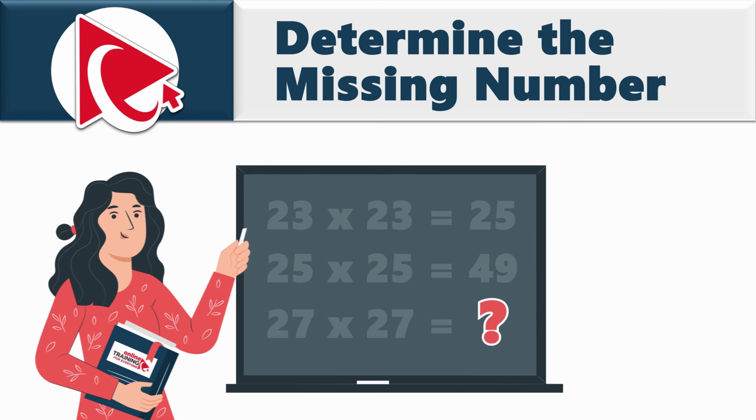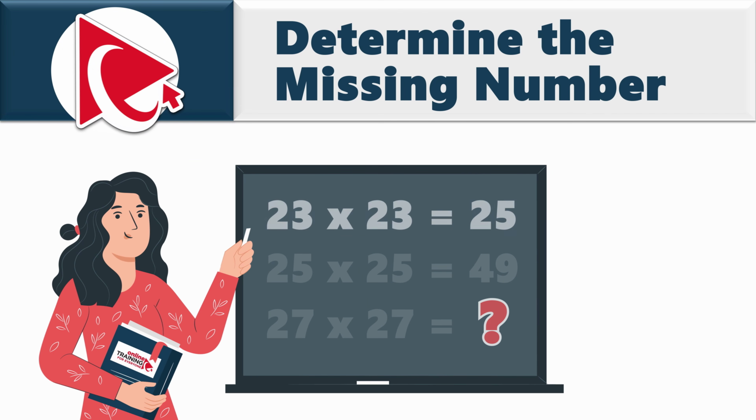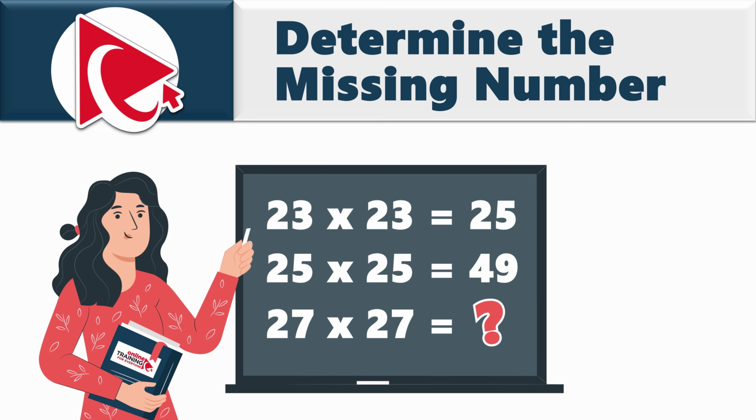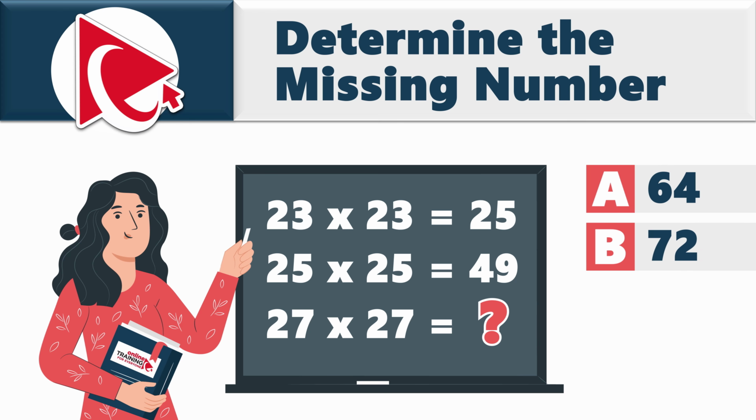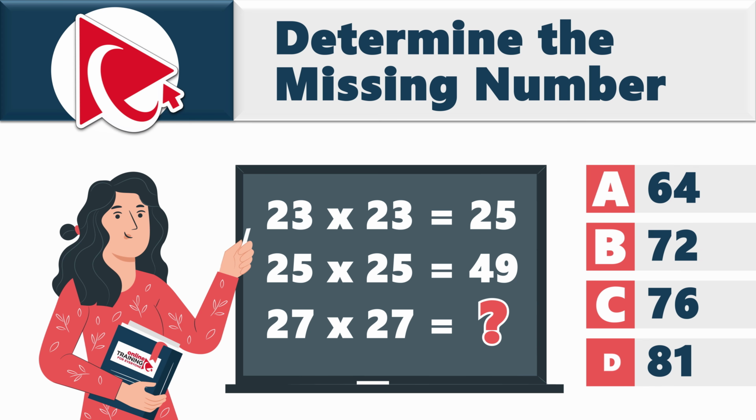In fact, you're presented with 3 of those expressions. The first one is 23 multiplied by 23 equals 25. The second one is 25 multiplied by 25 equals 49. And the third one is where you need to find the missing number. The expression is 27 by 27, and the result of it you need to select out of 4 possible choices. Choice A, 64. Choice B, 72. Choice C, 76. And last but not least, choice D, 81.